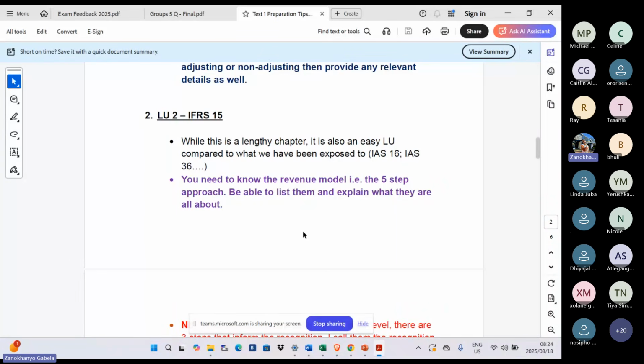It's so easy. So without wasting any time, there's a five-step revenue model that you need to understand. You can never go to that exam without knowing the five-step revenue model. So we're going to count the steps because there are five. Step number one is identify a contract.